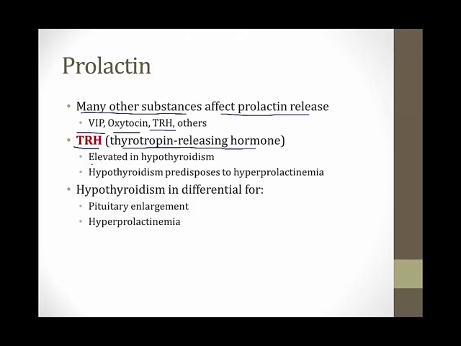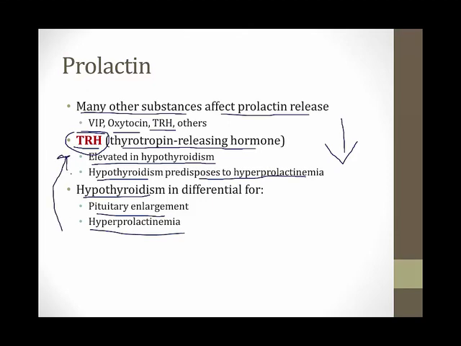And this hormone level is elevated in hypothyroidism. When the level of thyroid hormone is low, it stimulates the hypothalamus to release TRH, and TRH can stimulate the release of prolactin. That means that hypothyroidism can predispose patients to develop hyperprolactinemia, and in fact hypothyroidism is in the differential diagnosis for pituitary enlargement and hyperprolactinemia, and that's because of the effect of TRH on prolactin release.